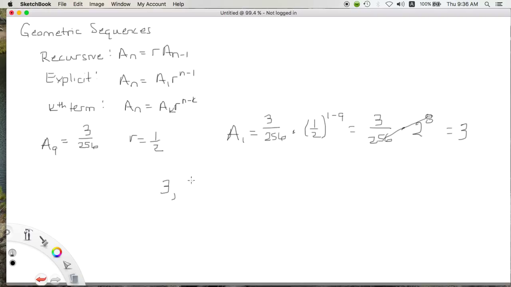So we have 3, and then we multiply that times 1/2, and multiply times 1/2, and multiply times 1/2, and multiply times 1/2, and then we have the first 5 terms.